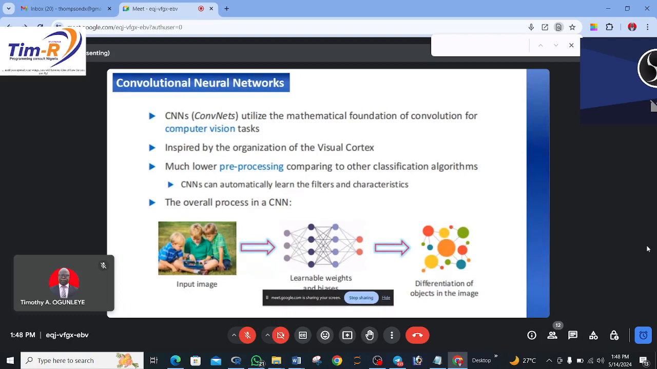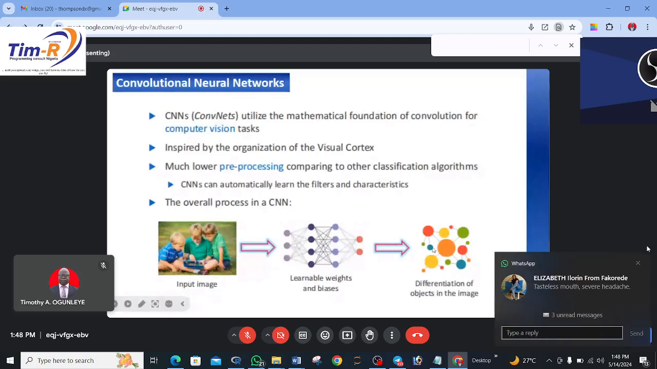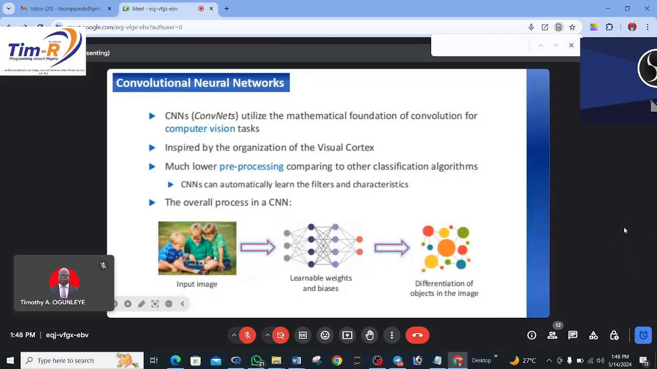The overall process in a CNN is that the input image goes in, and the CNN architecture learns the weights and biases, which helps in the differentiation of objects in the image. So that's what a CNN is all about, in simple terms: the image goes in, the CNN architecture learns the weights and biases, and is able to differentiate what is inside the image and distinguish one object from another.